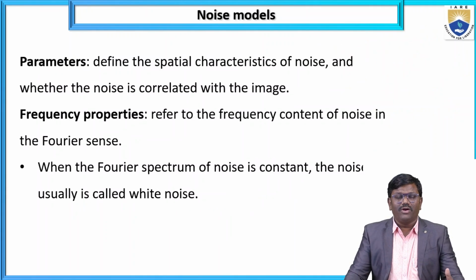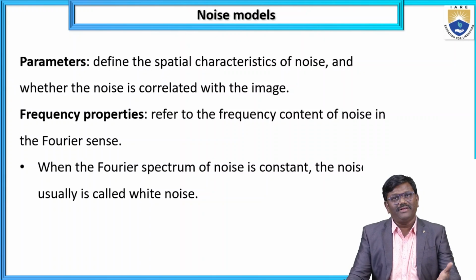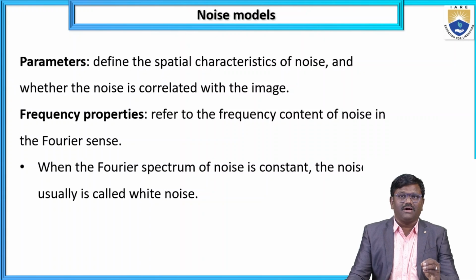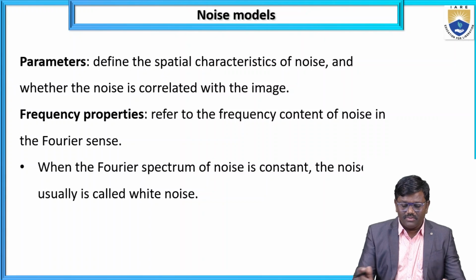Next, if we are preparing noise models, what parameters do we have to consider? How can we define them? The parameters define the spatial characteristics of noise and whether the noise is correlated with the image. Similarly, frequency properties refer to the frequency content of noise in the Fourier sense. When the Fourier spectrum of noise is constant, the noise is usually called white noise.